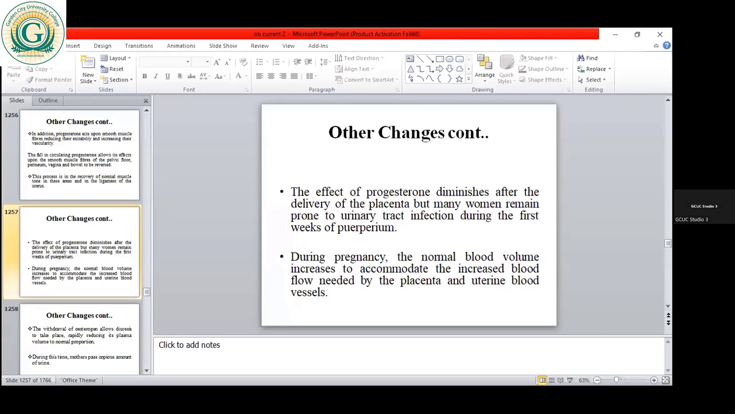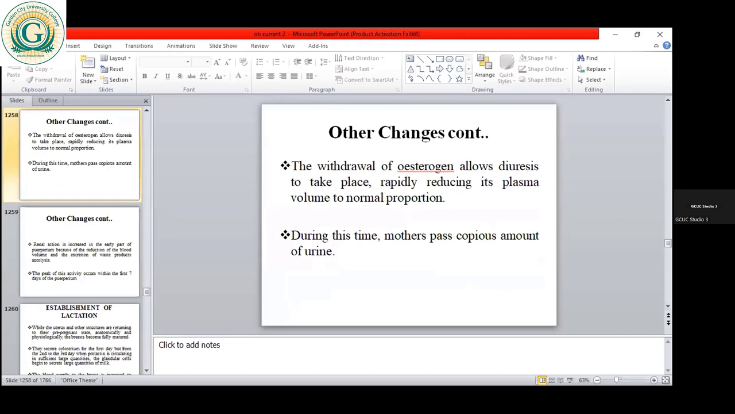During pregnancy, the normal blood volume increase accommodates increased blood flow needed by the placenta and uterine vessels. So withdrawal of estrogen allows more diuresis after delivery. You see the woman urinating more after delivery. It's because of the hemodilution, the increase in volume of the blood. The excess fluid that has gone into the blood is now going off because of the reduction in the flow of the hormones estrogen and progesterone.